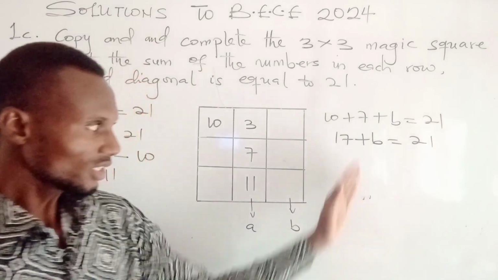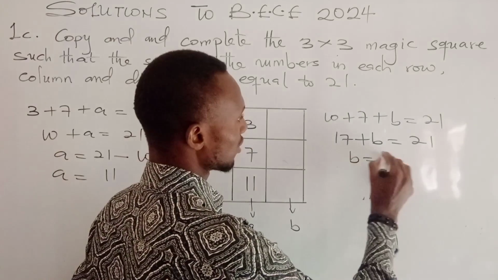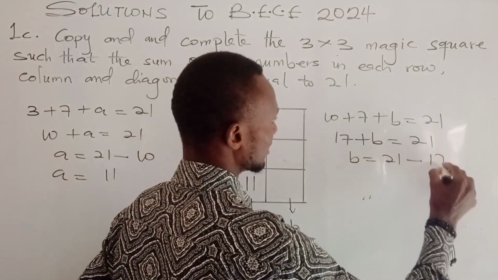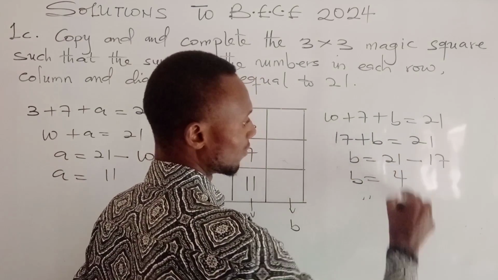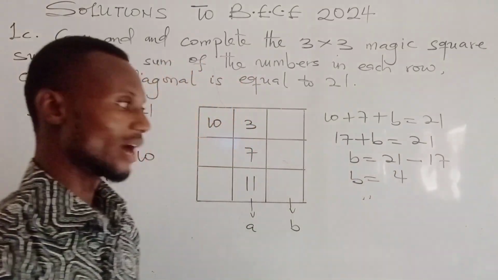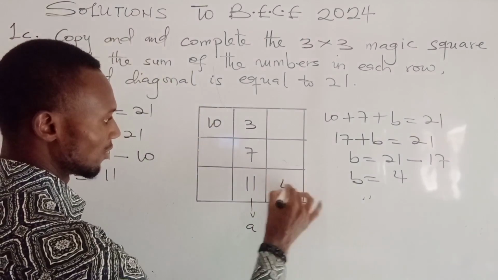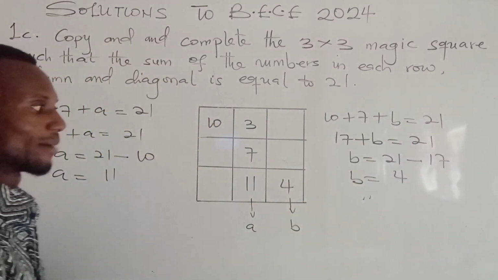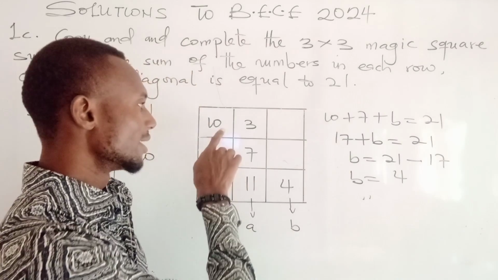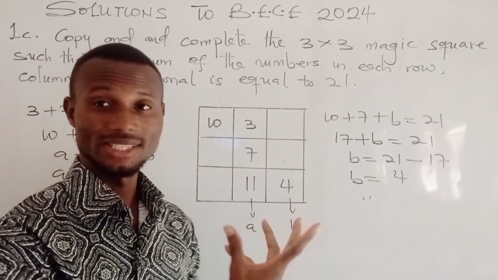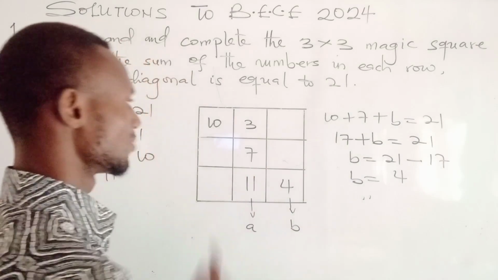Now let's solve for B. So my B will be equal to 21 minus 17, so my B will be equal to 4. I hope you agree with me. So I'm having here to be 4. When you add them up, of course, you get 21. Let's check and see. 10 plus 7, 17. 17 plus 4, 21. So here is supposed to be 4.